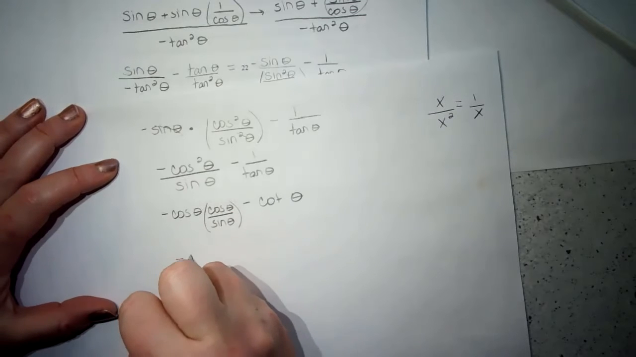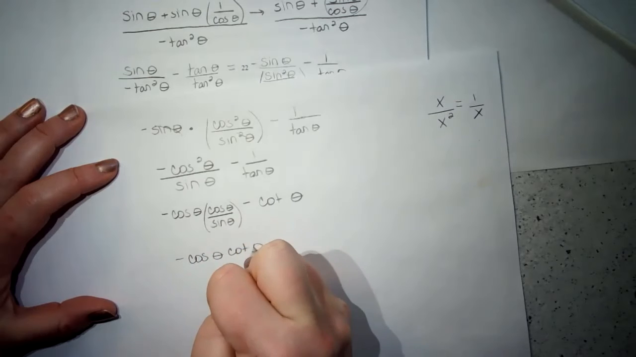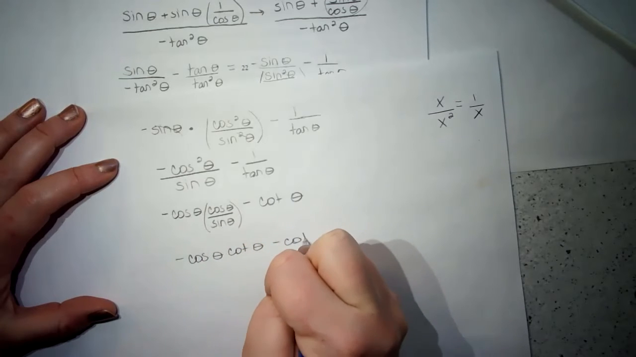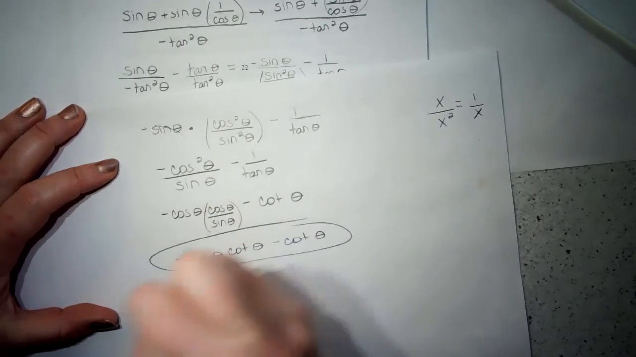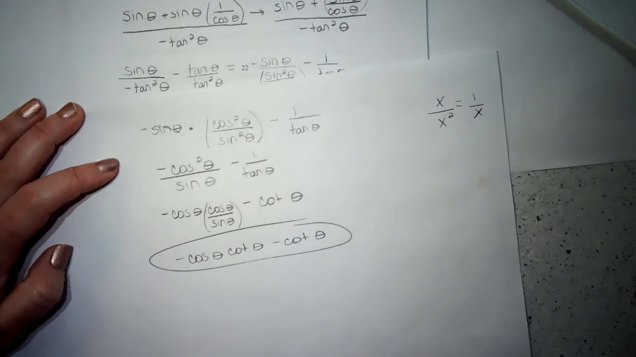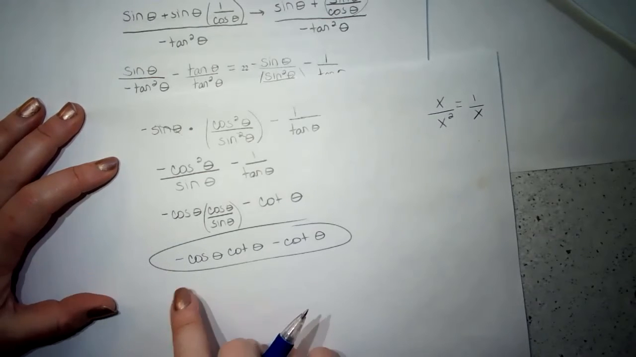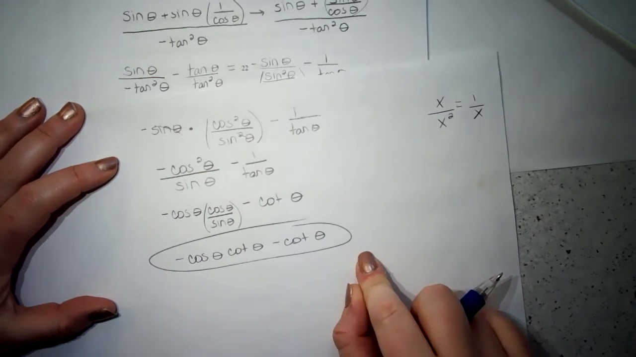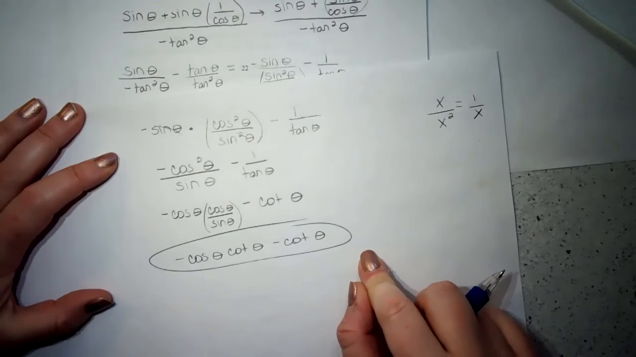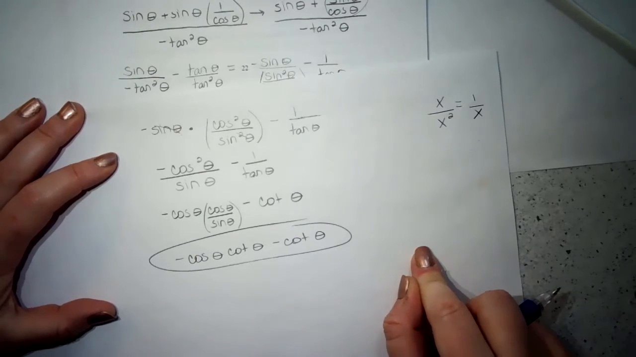So I'm going to do negative cosine theta, cotangent theta, minus cotangent theta. Then you're done. That would be considered simplified. Okay, I know that was a lot of work, but that is what you would end up with, because now it's all one line. There aren't any fractions whatsoever all together, and that's where you end up.